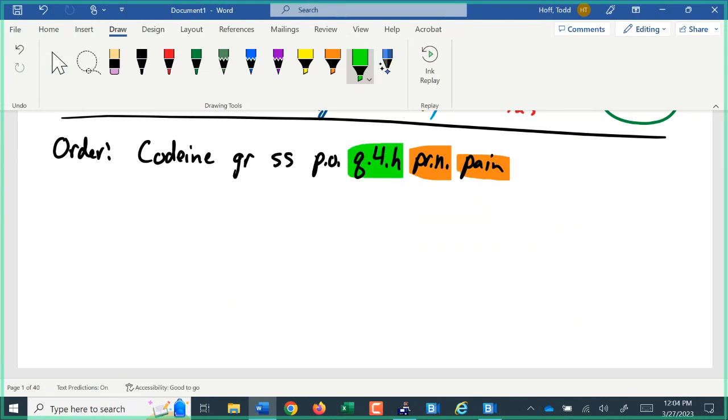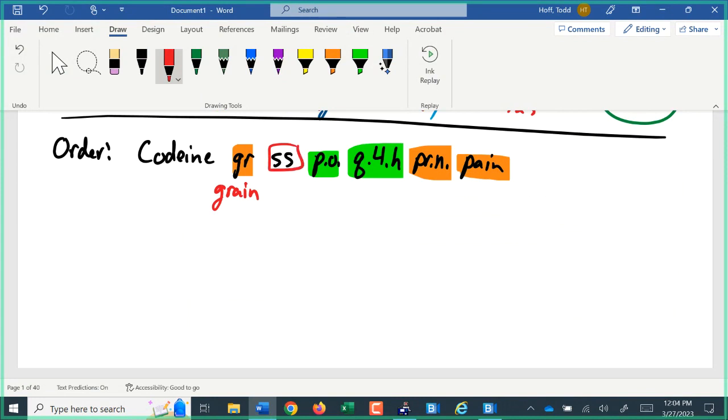but the Q4H means no more than every 4 hours. You can give the medication every 4 hours if it's needed. If it's not needed, you can extend the time out longer than that. PO means orally, so for codeine, it's usually going to be a tablet, but it's either going to be a tablet or an elixir. Now, the important stuff. GR means grain. Remember, that's a unit of measure.